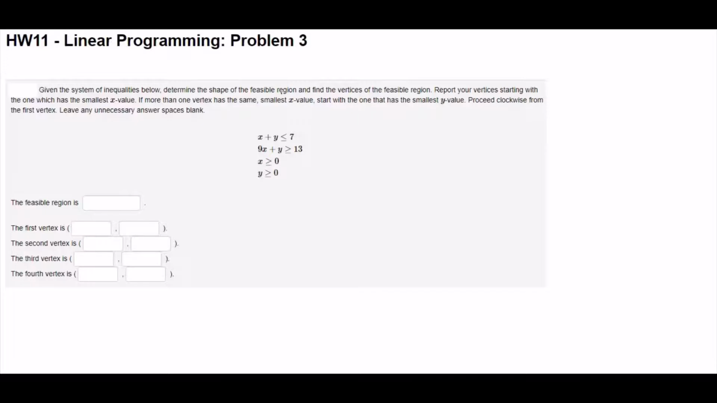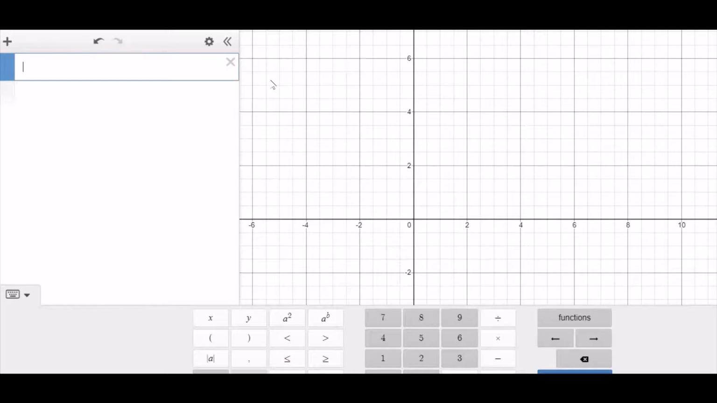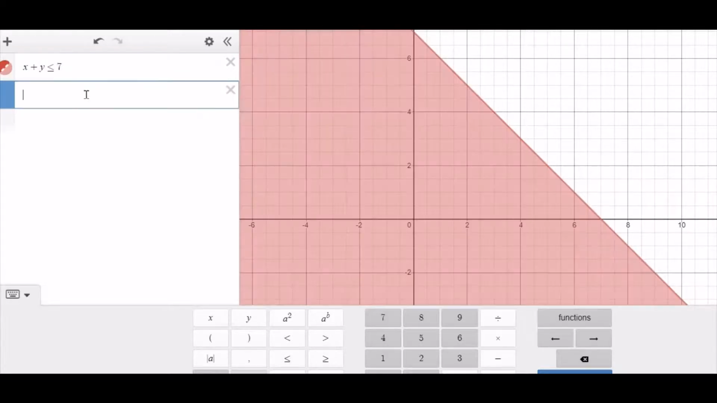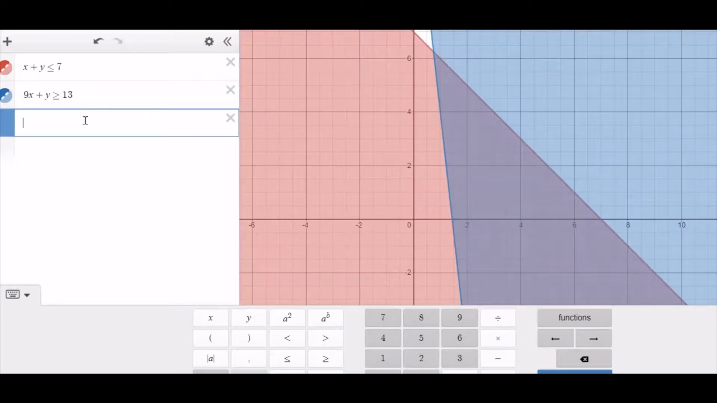Problem number 3 is similar to problem number 2. We were given some constraints. We're going to determine the shape of the feasible region, and we're going to find the vertices. So we're going to graph these constraints on the graphing utility rather than manually to save more time. So we were given x plus y is less than or equal to 7. And we were given 9x plus y is greater than or equal to 13. And finally, we were given x is greater than 0, y is greater than 0.